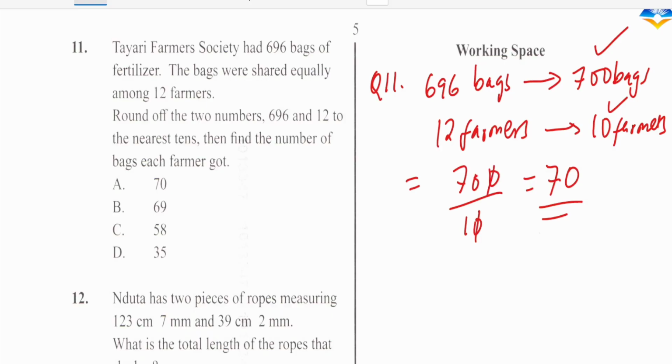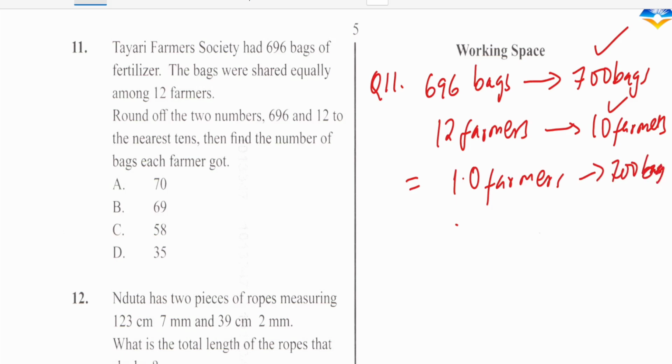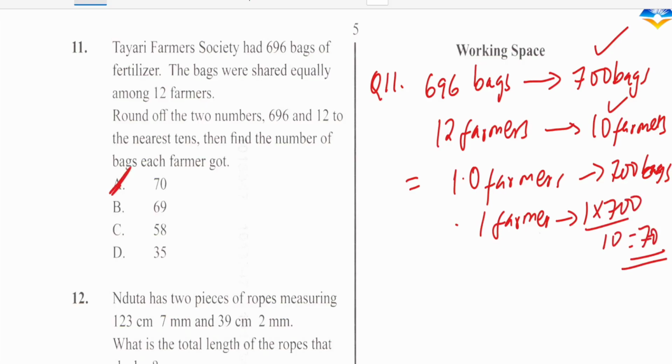Or another way, if you don't understand this way, you do this simple way, which I'm showing to you right now. You ask yourself, if 10 farmers were given 700 bags, what about one farmer? So basically cross multiplication, which is 1 times 700 divided by 10 to give you 70. 70 bags. So this is your answer.